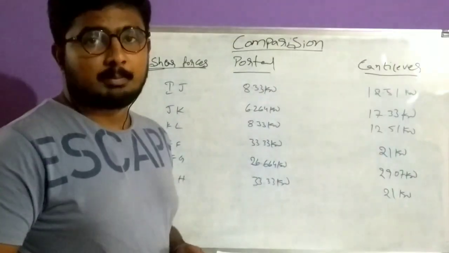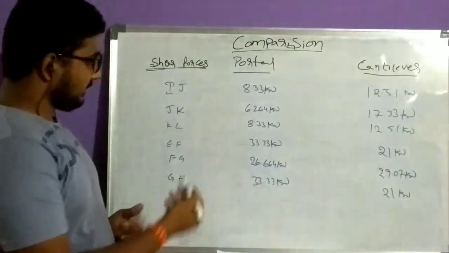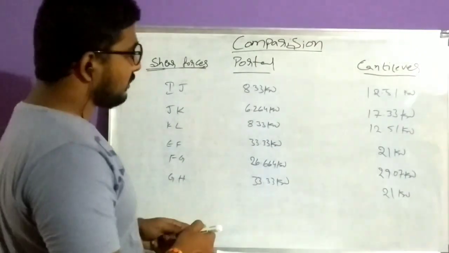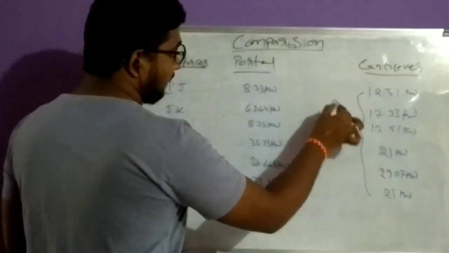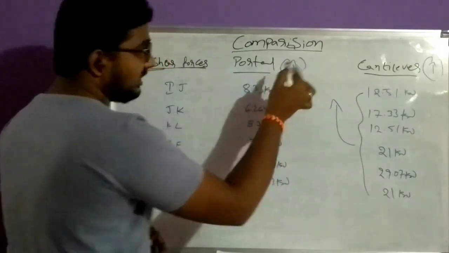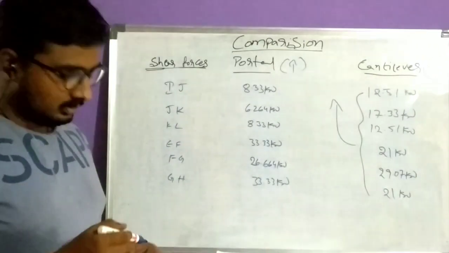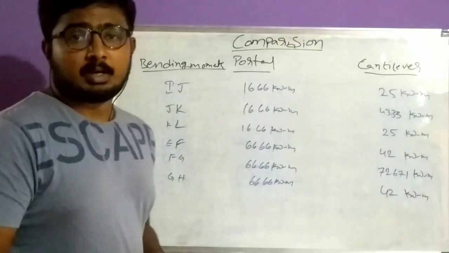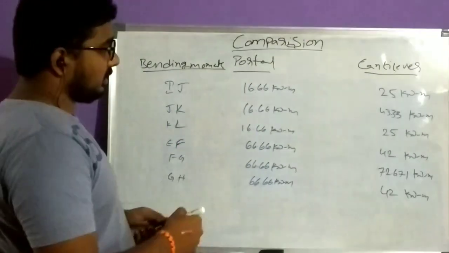In the same way, if you compare the shear force values in both methods, you will get values like this in the different beams in story 1 and story 2. In the shear force values also, all the values from the cantilever method are high. So the cantilever method gives higher shear force values when compared to the portal frame method. And next we will see the bending moments in the different beams. If you compare the bending moment values, you will get these results.